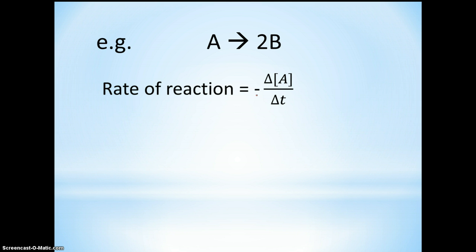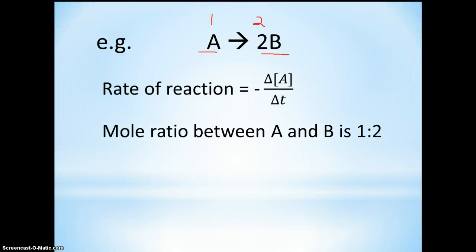Well, that's true. But when you look at it, the mole ratio between A and B here is 1 to 2. That means when you lose 1 A, you produce 2 B at the same time. So the rate of decreasing A will become producing 2B. So how do we calculate the rate of reaction in terms of the concentration of B then? We have to know about the mole ratio.